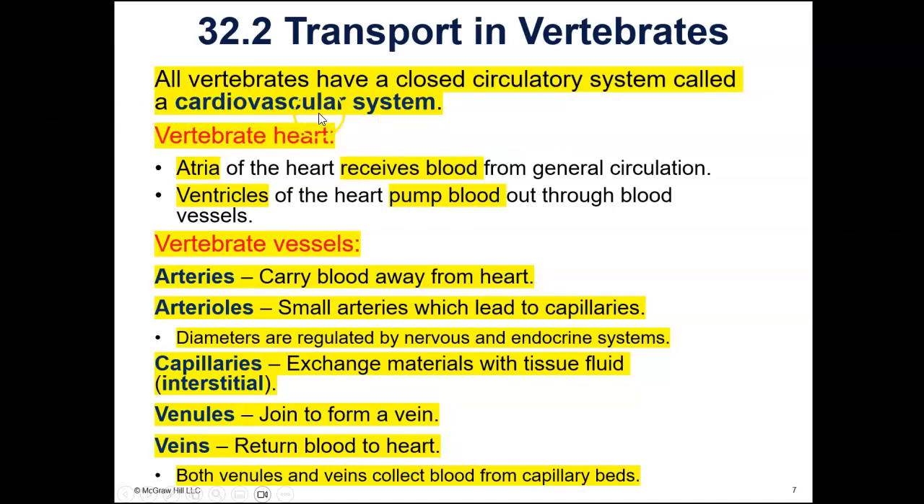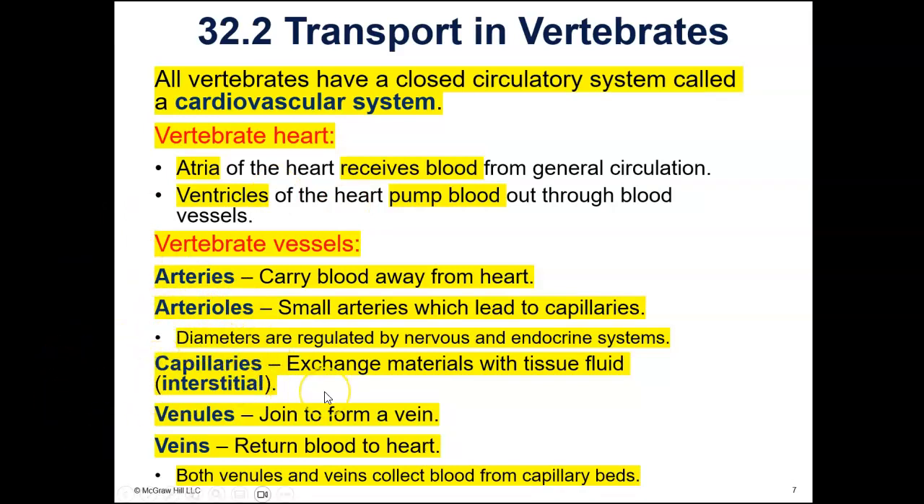Cardio stands for heart, and vascular stands for blood vessels. In the vertebrate heart, there is at least one atria that receives blood, and there is at least one ventricle that pumps blood. The blood vessels are called arteries, arterioles, capillaries, venules, and veins. The arteries carry blood away from the heart. They're under the highest pressure, and then they branch into smaller arterioles, which carry blood to the capillaries, which are very, very small.